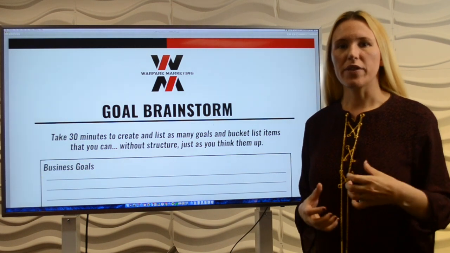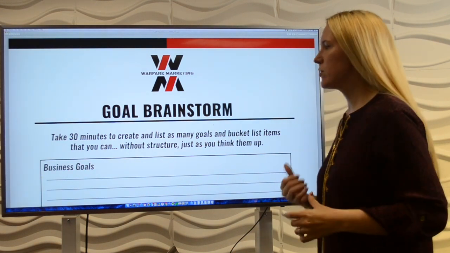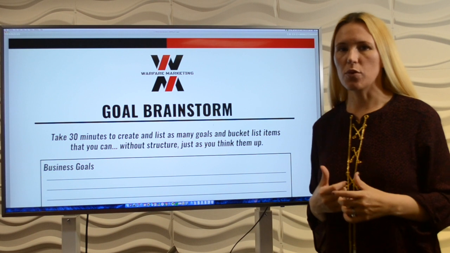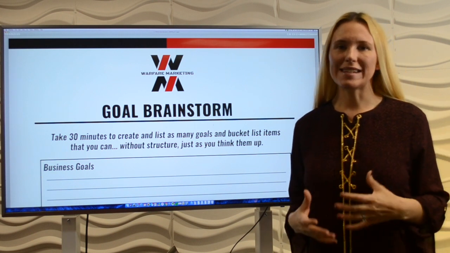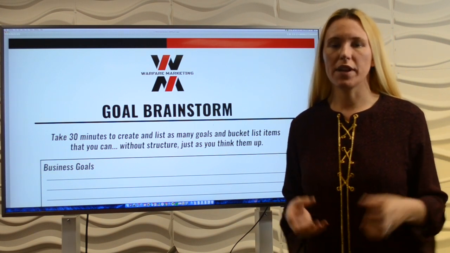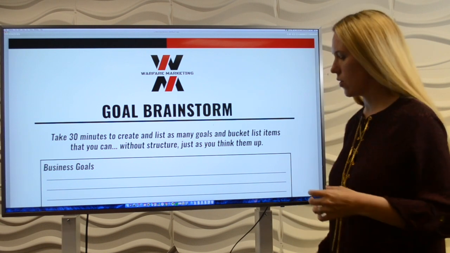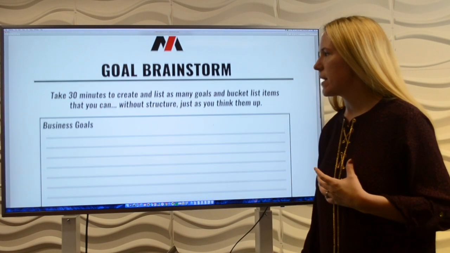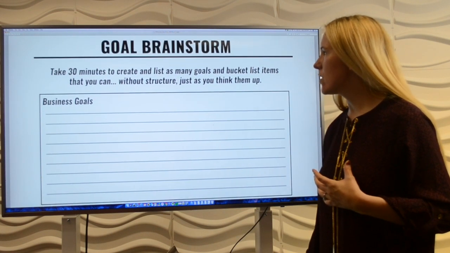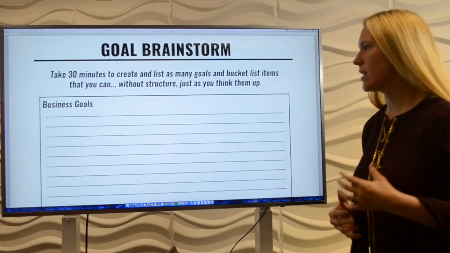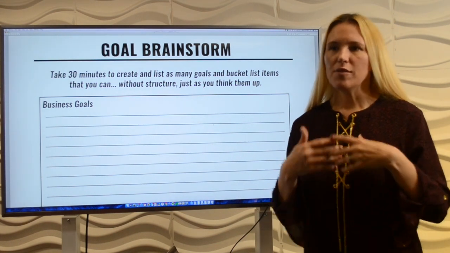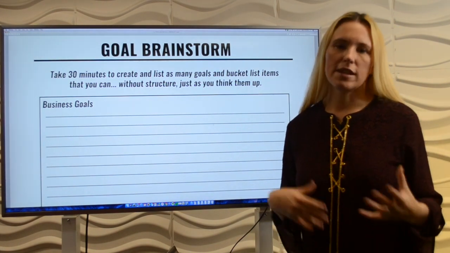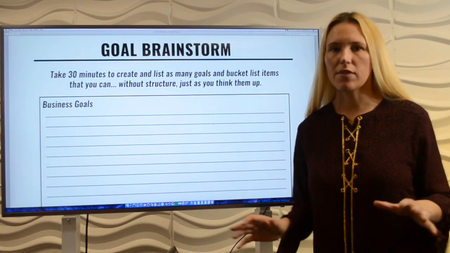Okay, to get started with our goal worksheet, the first one we're going to address is the brainstorming worksheet. This is where we're going to get all of our ideas down before we get to actually honing in on one specific goal. So to get this started, I just want you to take 30 minutes and create a list of as many goals and bucket list items as you can, without structure, without focusing on the words or the concepts of whether it's attainable or SMART or any of that.